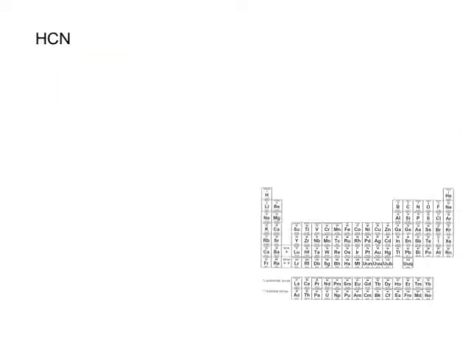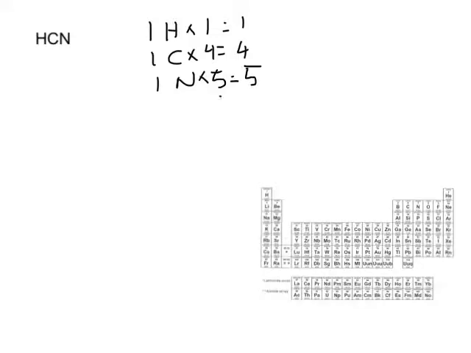This is hydrogen cyanide. Definitely some dangerous stuff. So let's work this out. I have 1 hydrogen times 1. I have 1 carbon times 4. And I have 1 nitrogen times 1, 2, 3, 4, 5. So in this structure, I should use 10 valence electrons. Again, carbon is going to go in the middle because it has the fewest valence electrons, except for hydrogen. So carbon in the middle with 4 valence electrons. The other 2 atoms on either side.